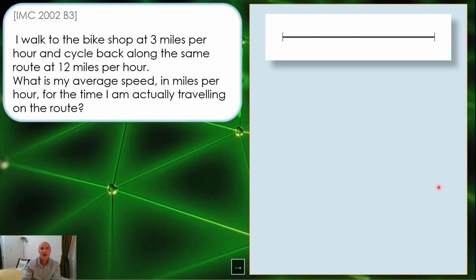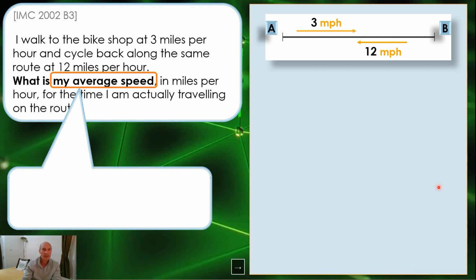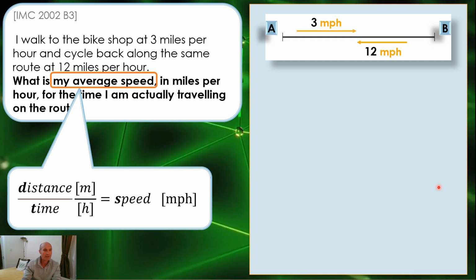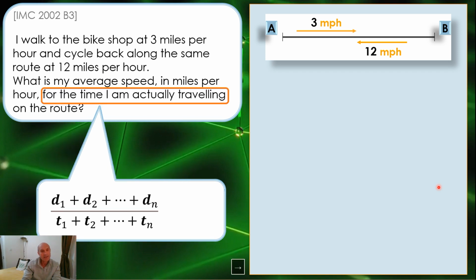On a straight line, I'll mark the beginning and end of my journey as well as my walking speed in one direction and cycling speed in the opposite direction. In this context, it's quite natural to use the well-known distance equals speed times time formula. This time, however, adapted to calculate the average value of the speed traveled as follows. In the numerator, the total of distances traveled, and in the denominator, the total of part times.